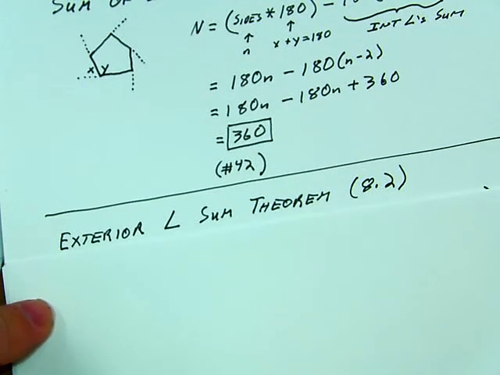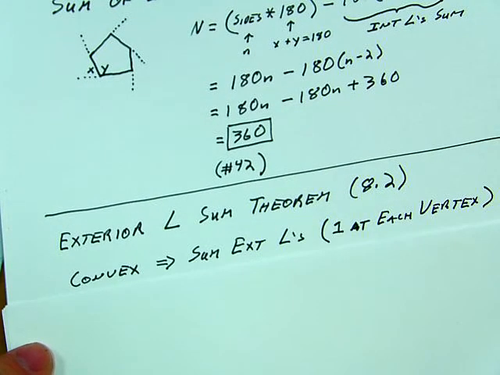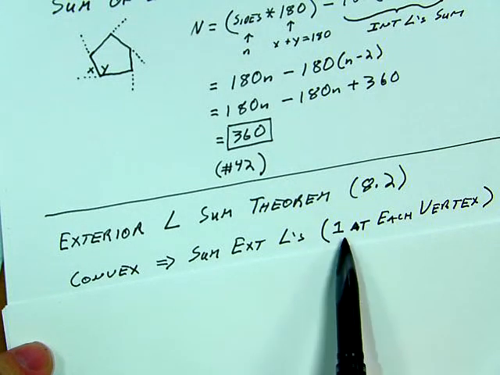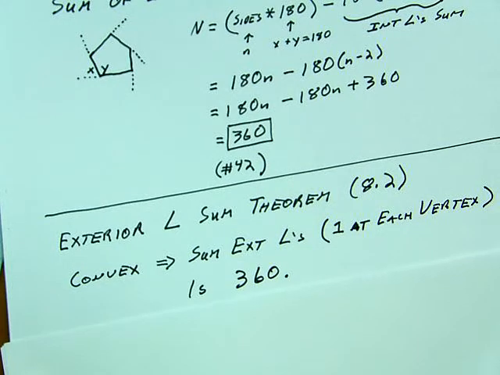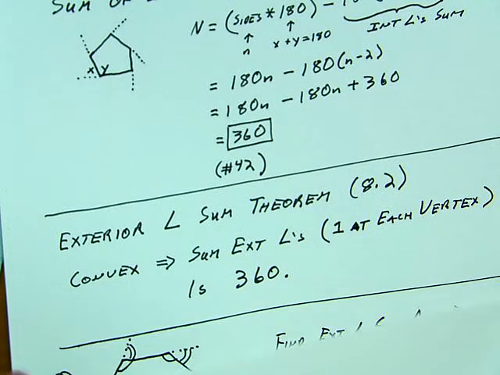What happens is the exterior sum theorem then becomes very simple. If you have a convex polygon, the sum of the exterior angles, one exterior angle at each vertex, so there's your qualifications, is always 360 degrees. All right, let's look at an example.